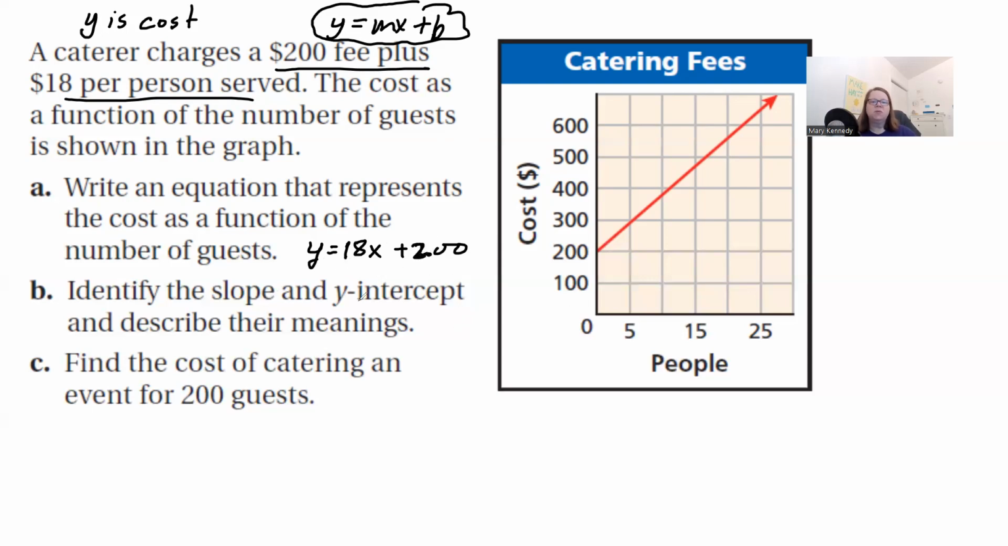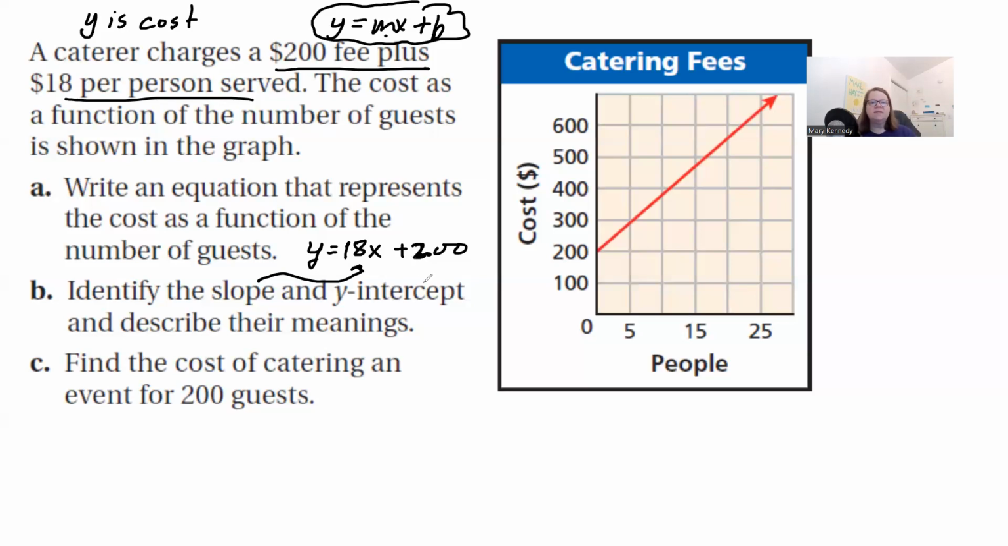Okay. The slope and the y-intercept. Well, the slope is m. So the slope is 18. And describe their meanings. So what does that mean? That means for every person that is served, you're going to pay another $18. So the slope is saying the cost is going to increase $18 for every person served.